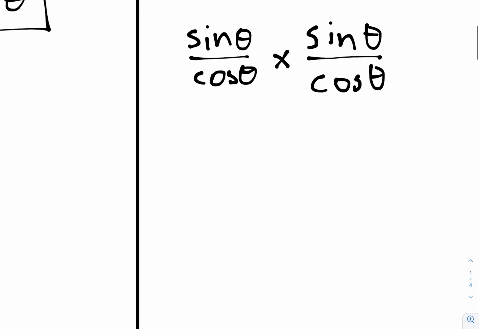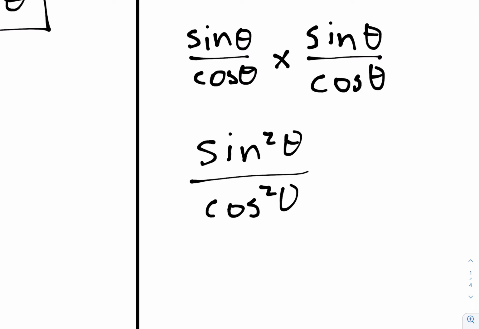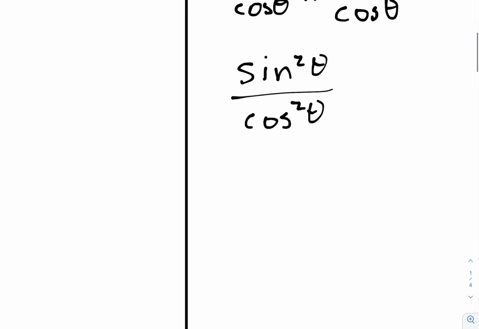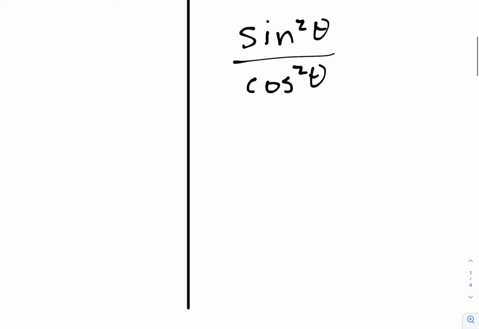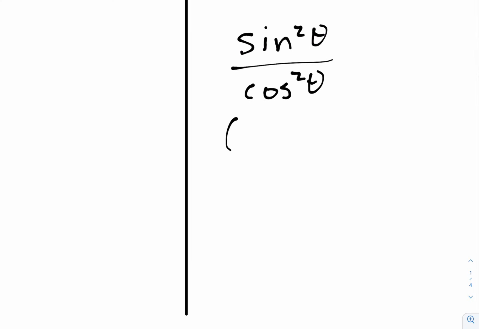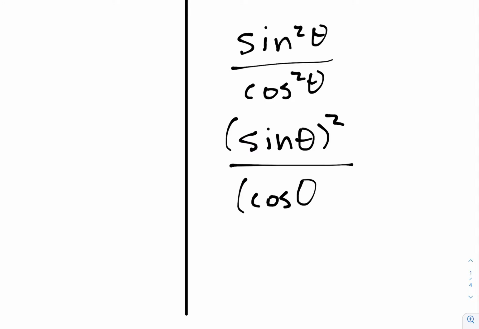Okay, so now that we have the fraction rewritten as a product instead of a quotient, let's just multiply the tops and multiply the bottoms, because that's how we multiply fractions. So sine theta times sine theta gives us sine squared theta, and cos theta times cos theta gives us cos squared theta. Well, anytime we have sine squared theta, what that really means is we're taking the quantity sine theta and squaring it. And we're really taking cos theta and squaring that.